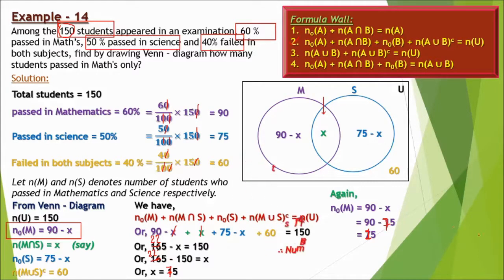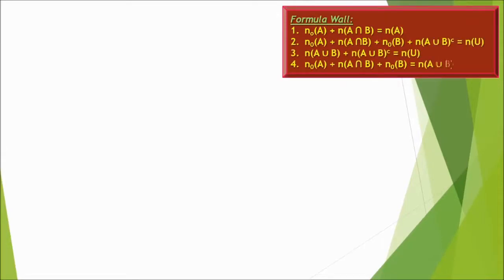So the number of students who passed in mathematics is 50, not 75. It is 15, and 50. So there is no exercise. Let's move to another slide. That is example number 15.